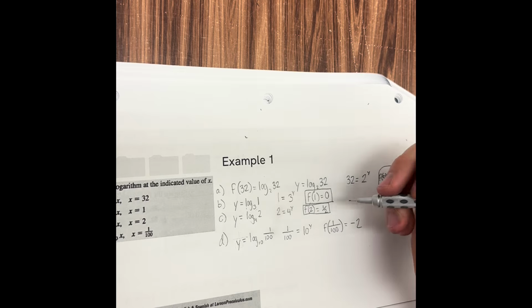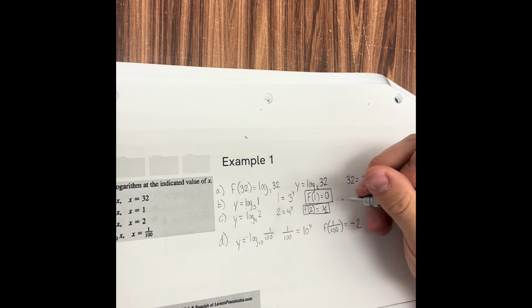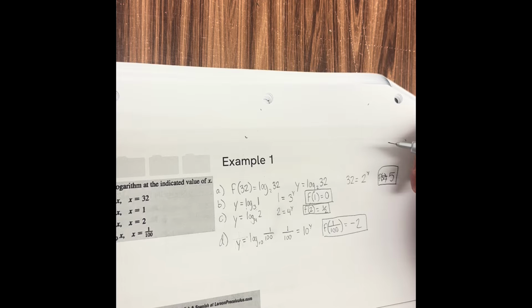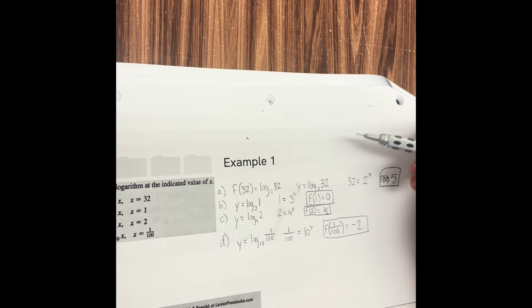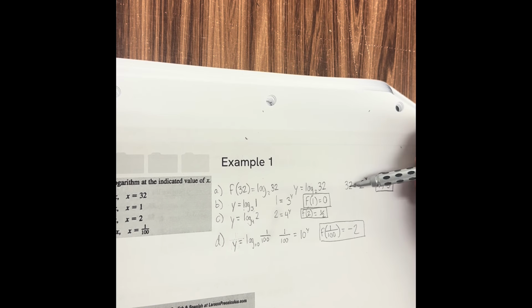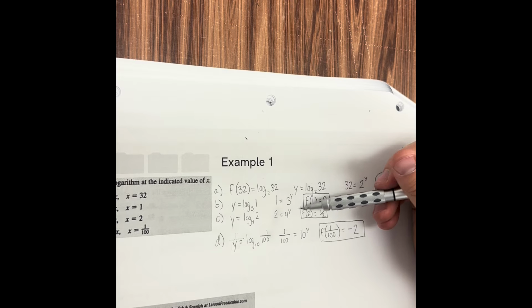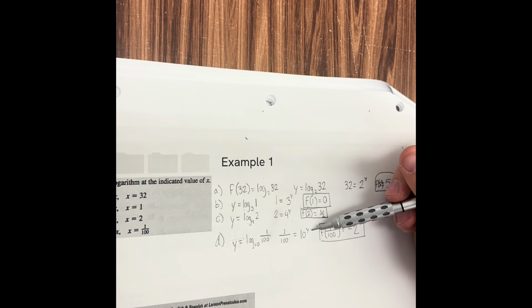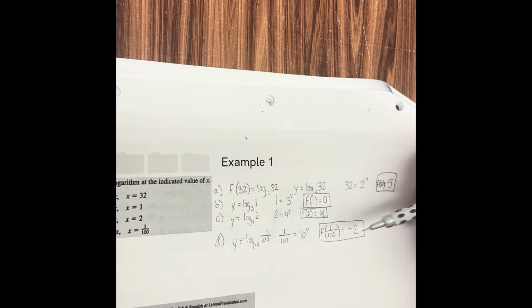All right. And if you want to, just type these into your calculator to verify. All you would do is take 2 to the power of 5, should give you 32. And then you take 3 to the power of 0, should give you 1. 4 to the power of 1/2 should give you 2. 10 to the power of -2 should give you 1 over 100. If not, it means you probably just got your number wrong.